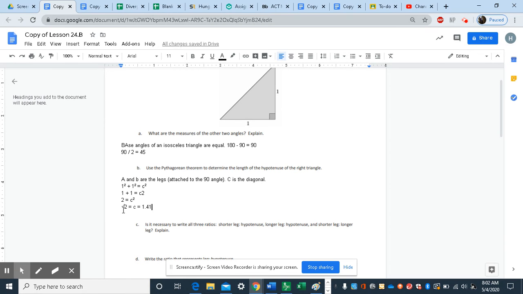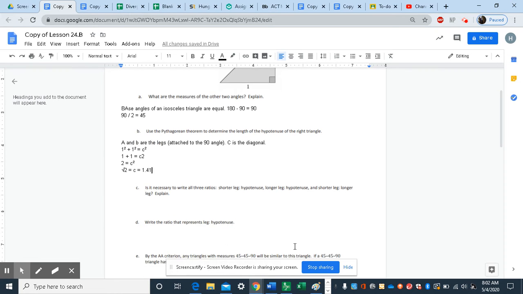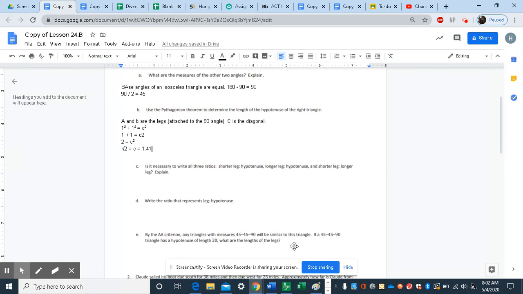If you can leave it in simplest terms of root, please do so. That way you can be the most exact as you possibly can. Okay, moving on to the next part.